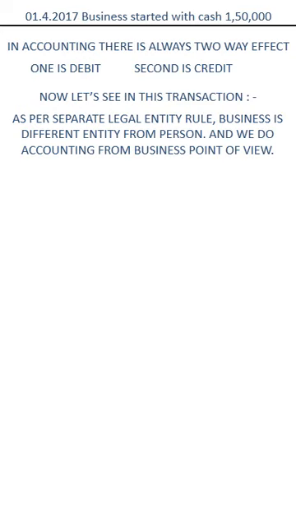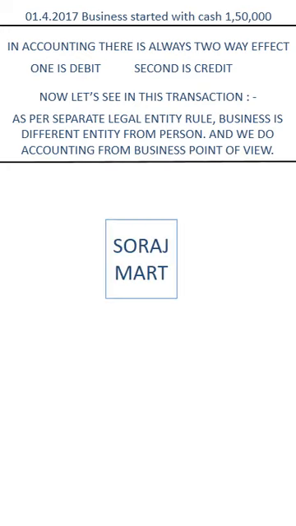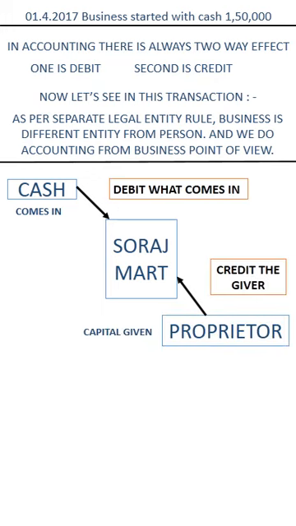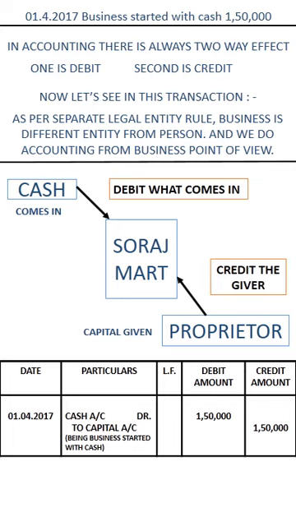Friends, in accounting there is a two-way effect. One is debit, the second is credit. As per the rule, business is a different entity from a person, like the proprietor or partner, and we do accounting from the business point of view. So Swaraj Mart is our business. Debit what comes in. So for us cash comes in, credit the giver, given by the proprietor. So the accounting entry is cash account debit to capital account by rupees 1,50,000.